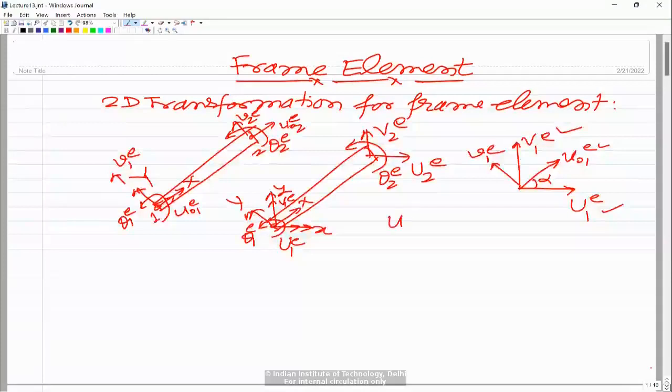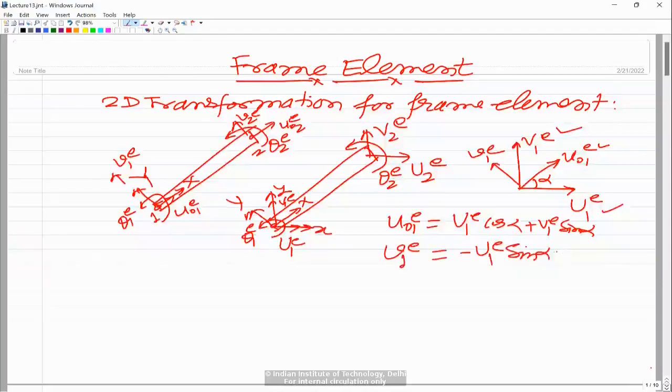So we had said that u naught 1e is equal to U1e cos alpha plus V1e sin alpha. This is what we had written. Similarly, the displacement along the local y-axis, v naught 1e, can be written as minus U1e sin alpha plus V1e cos alpha. So we are basically writing these two displacements in terms of the other two displacements. That is what this relationship is.